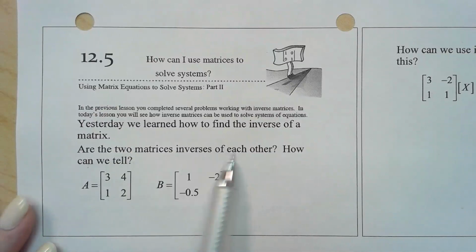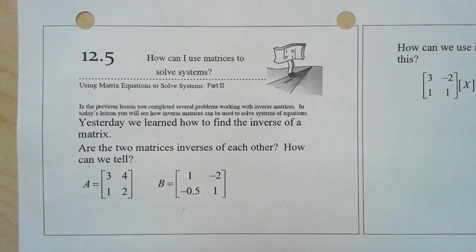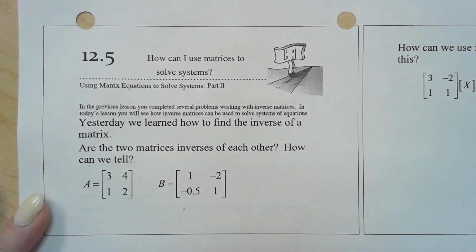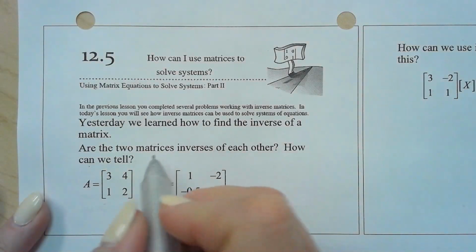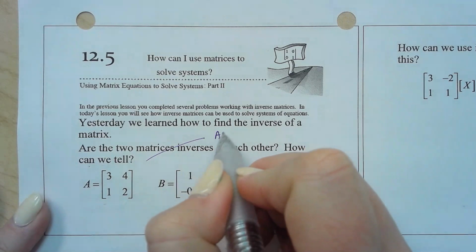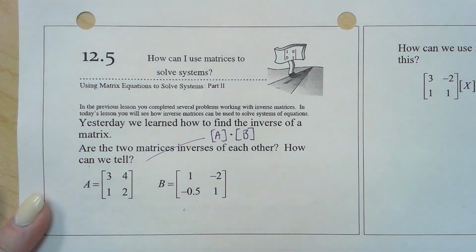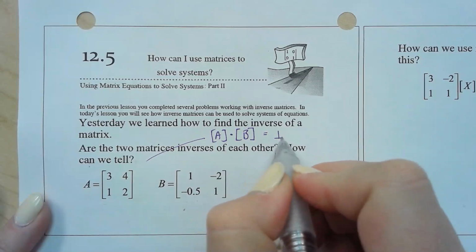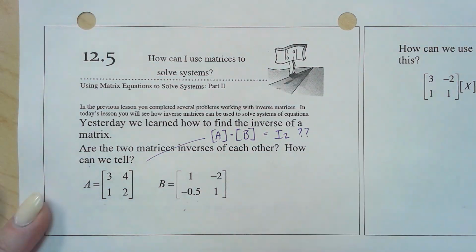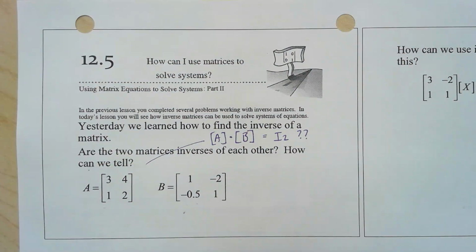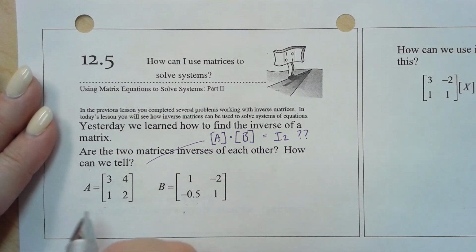It says, are the two matrices, A and B, inverses of each other? And how can we tell? One thing we want to remember is that to determine this, we ask: if I multiply A by its inverse, do I get the identity matrix? When we multiply a matrix by its inverse, do we get the equivalent of 1? So let's multiply these together.